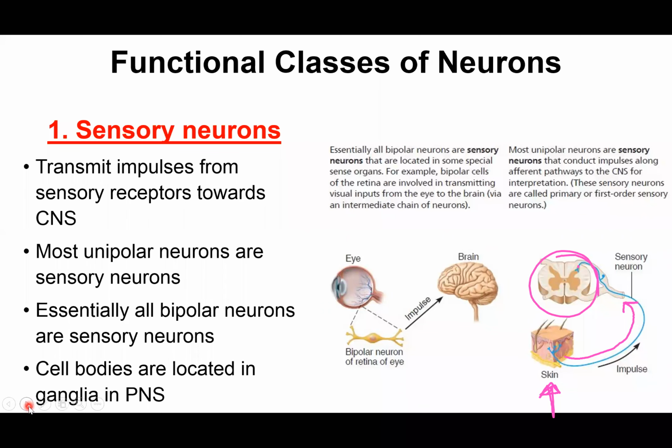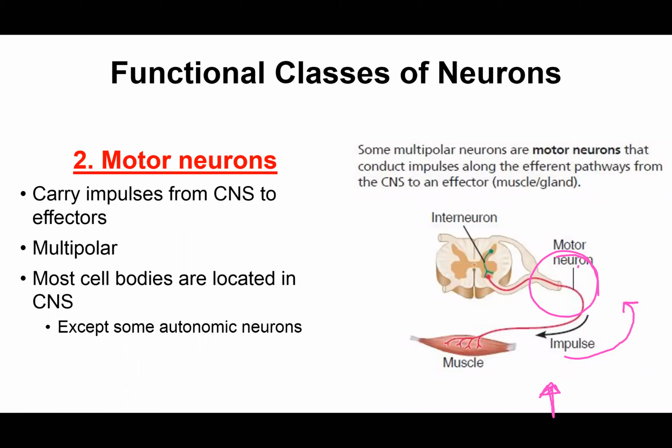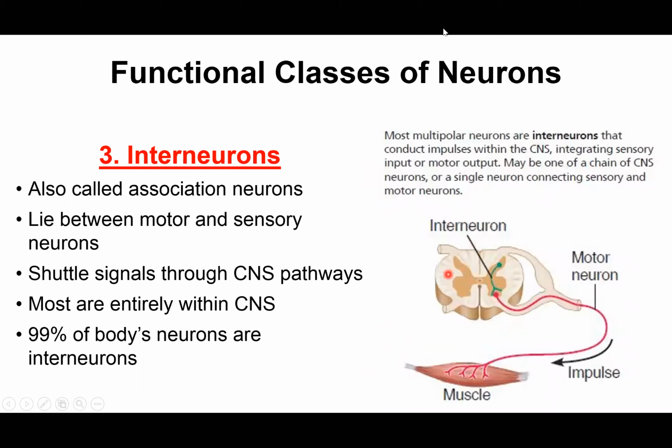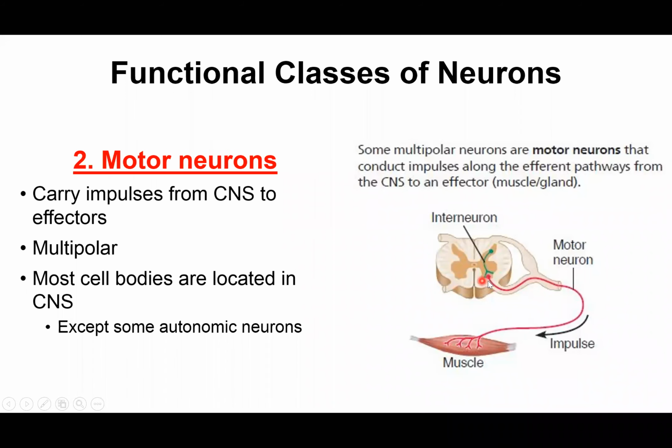The second class are these motor neurons, and we already kind of talked about motor neurons, but let's talk about them a little bit more in terms of functional class. Motor neurons take signals from the central nervous system and send those signals to effectors. Here is a cross-section of the spinal cord, and this red is the motor neuron taking information from the central nervous system, specifically the spinal cord, and sending that signal out to an effector, in this case muscle. Motor neurons tend to be multipolar, and most cell bodies of motor neurons are located in the central nervous system, except there are some autonomic neurons that don't have cell bodies in the central nervous system. But for the most part, most of them do.